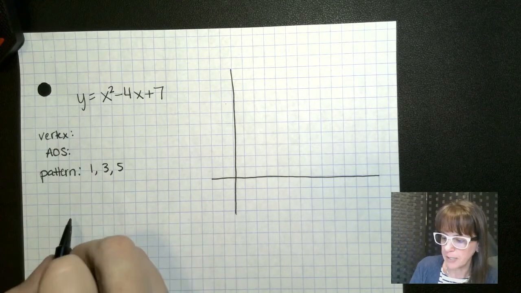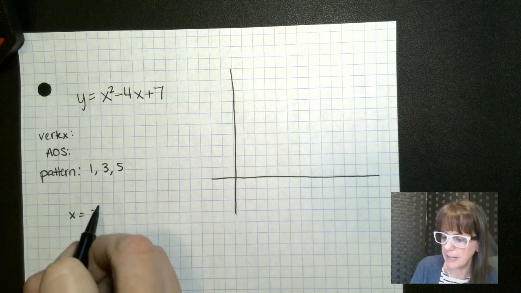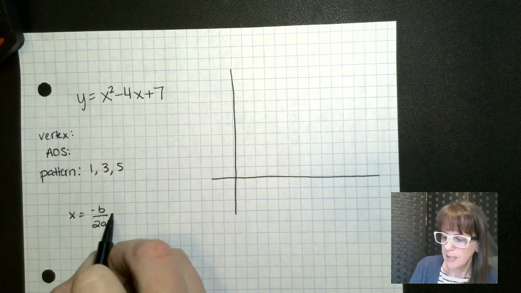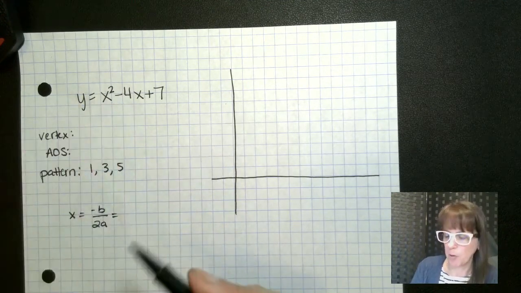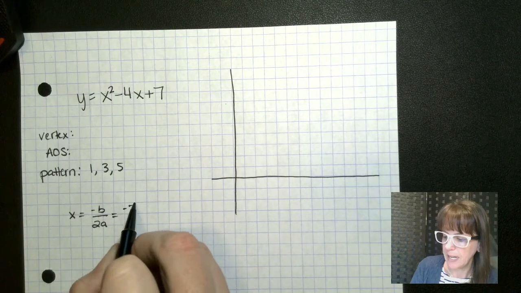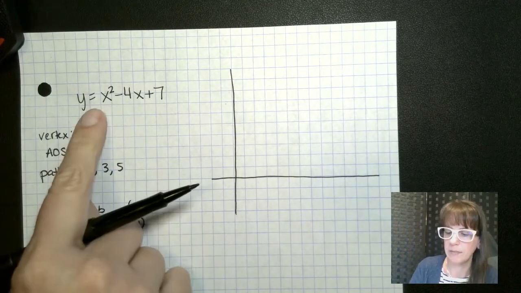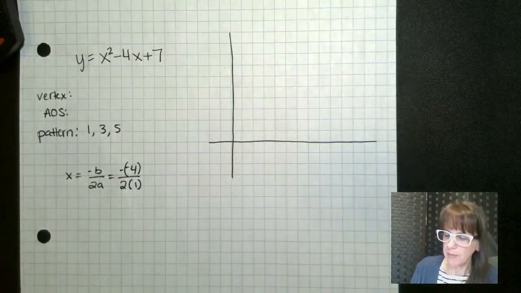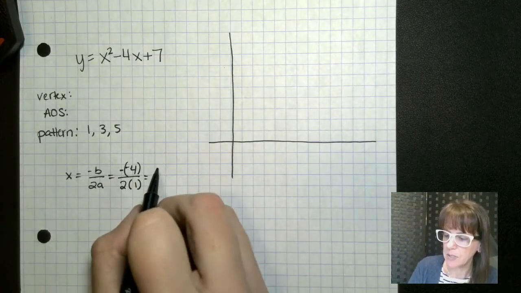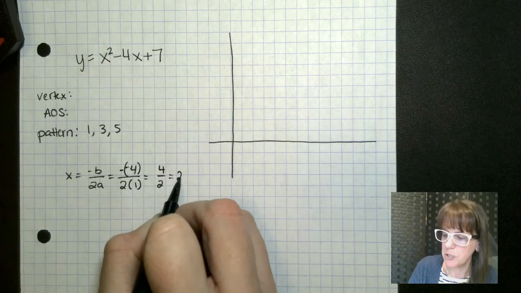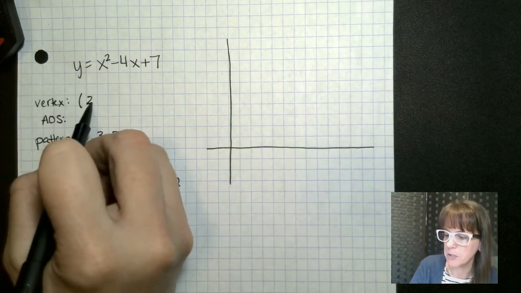So to find our vertex, we're going to do x equals negative b over 2a. Our b is negative 4. So just like that first one, negative 4 over 2 times our a, which is 1. That's right in the front here. So that gives us negative, gives us 4 over 2, which equals 2. So the first part of our vertex is 2.